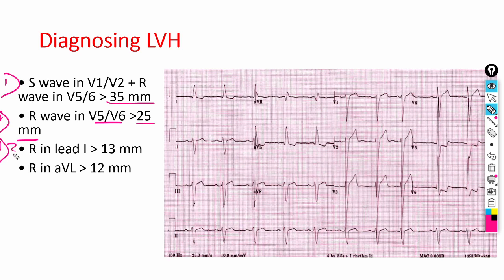If we consider lead 3, the R wave in lead 3, if more than 13 mm, or R wave height in lead AVL more than 12 mm. These all are the criteria for diagnosing LVH. Leads V5, V6, 1 and AVL are taken because these are all lateral leads in the direction of the left ventricle.